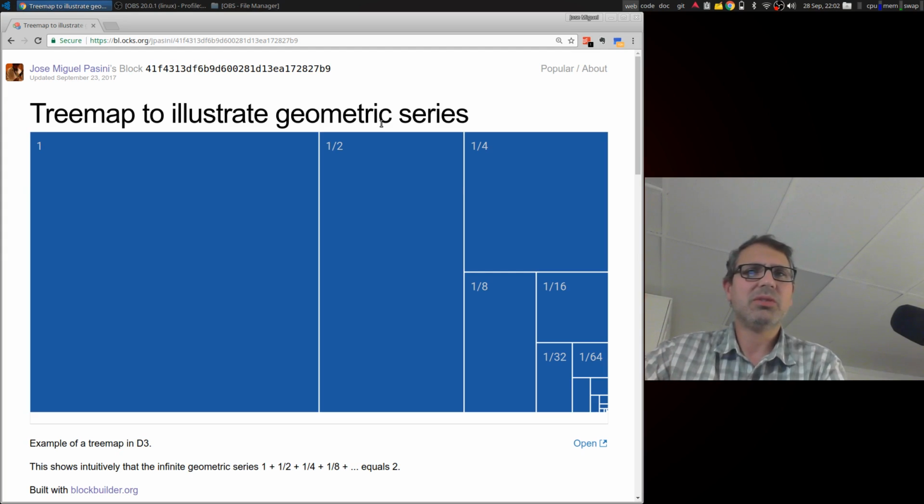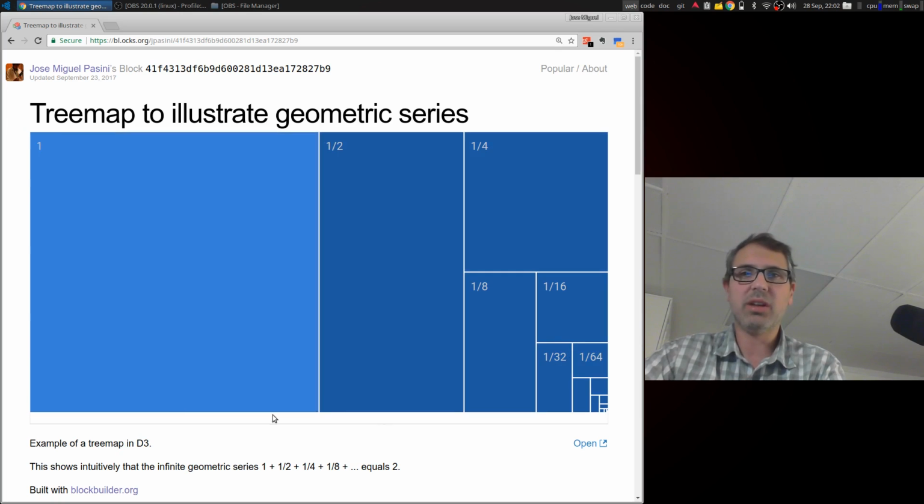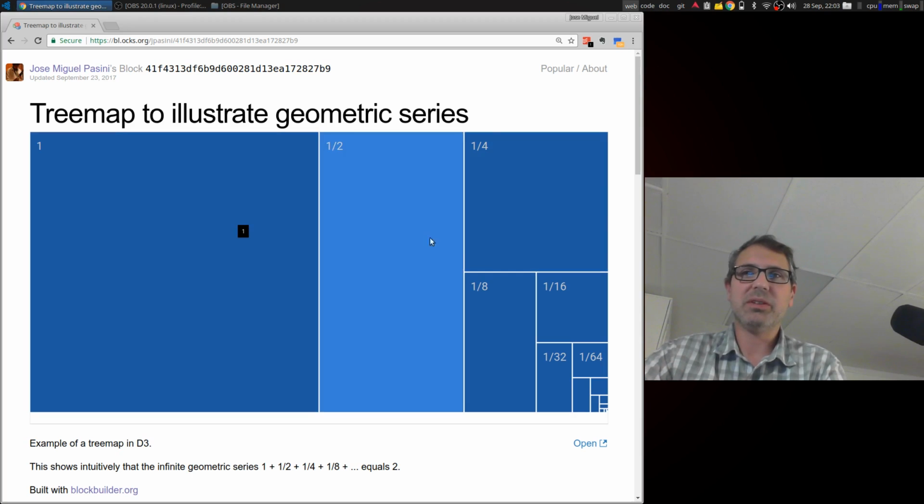In this case, I used a synthetic data set. I wanted to use a tree map to illustrate that the geometric series 1 plus 1/2 plus 1/4 plus 1/8, where you're having each additional term, they add up to 2. So this is a 1/2 rectangle. And by illustrating it in this way, it's pretty obvious because whatever is left of once after 1, you are starting to fill in the second square, and you're just adding half of what's left to fill.